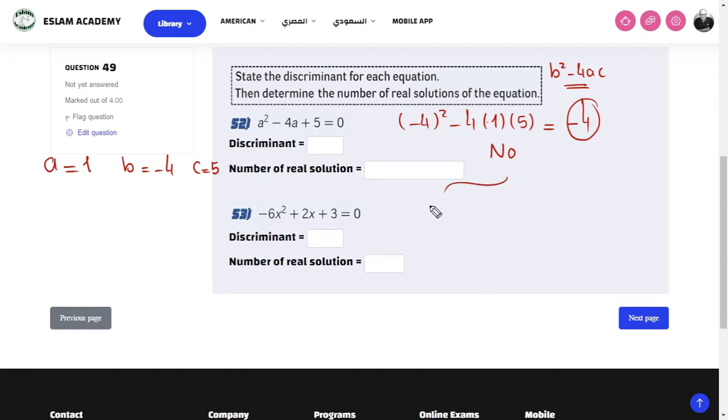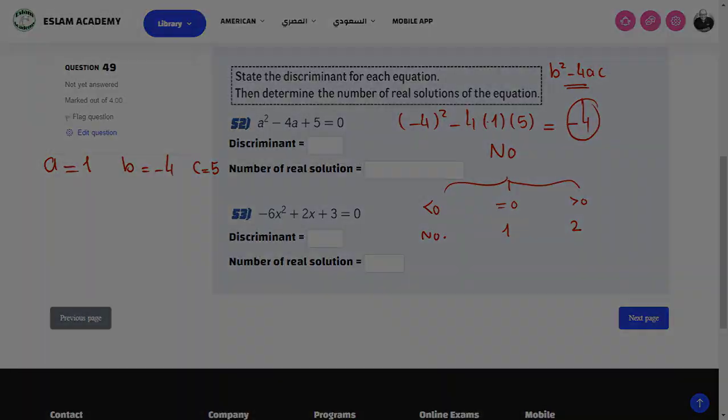If the discriminant is smaller than 0, it means there is no solution. But if the discriminant is equal to 0, it means there is exactly one solution. But if the discriminant is more than 0, it means we have two solutions.